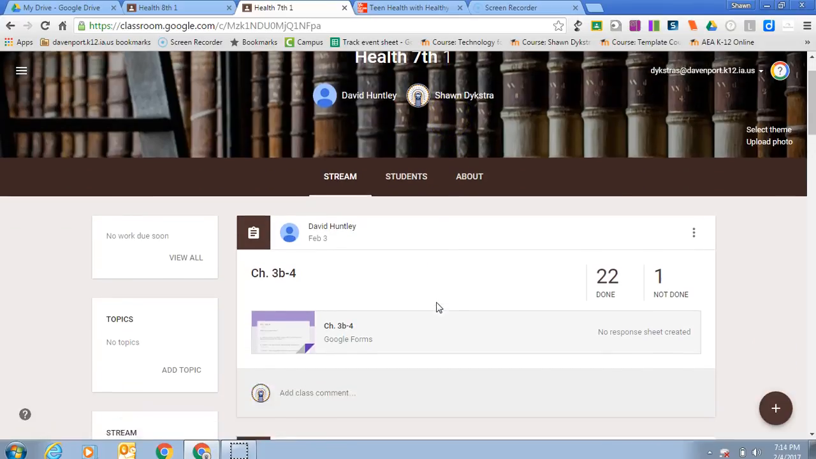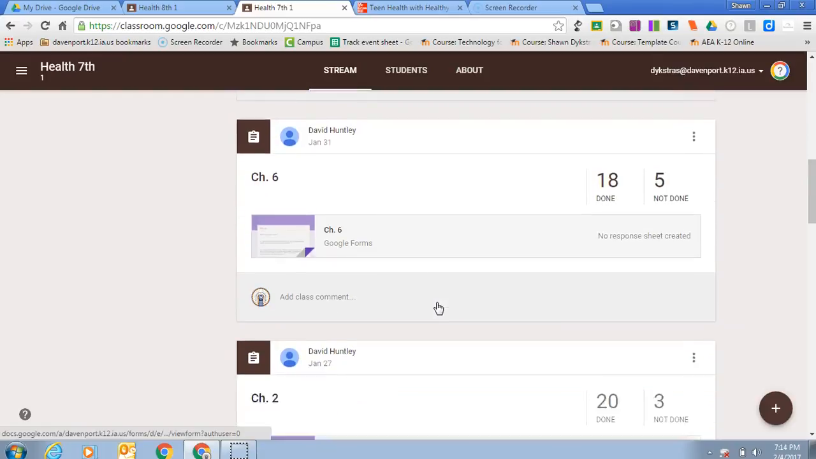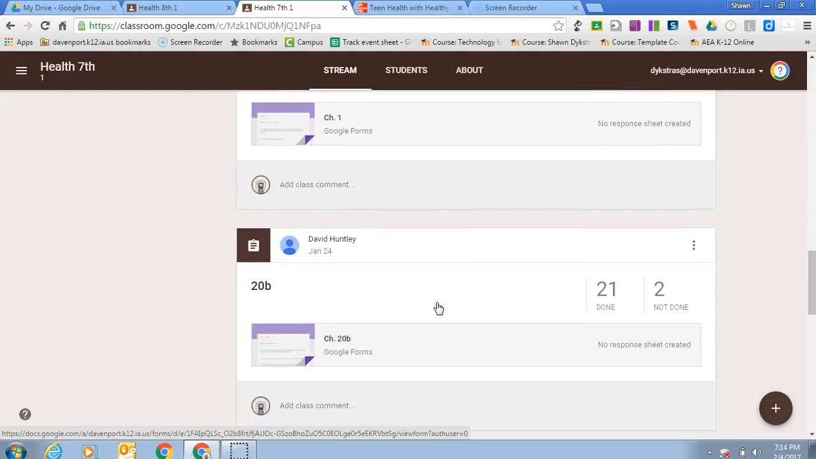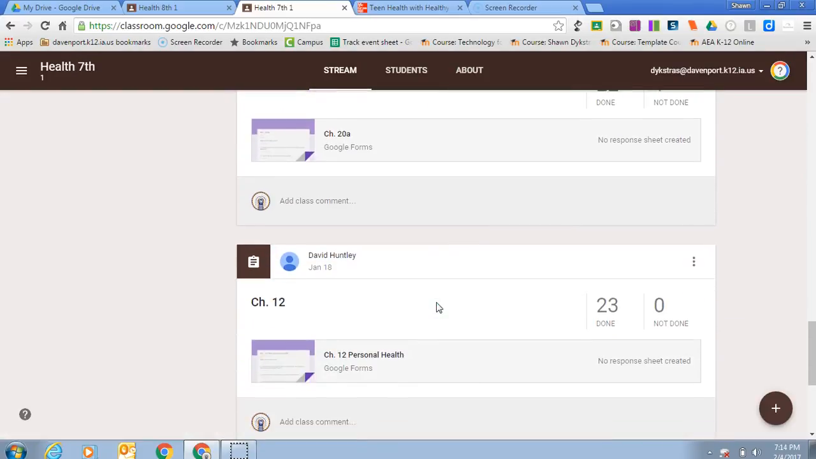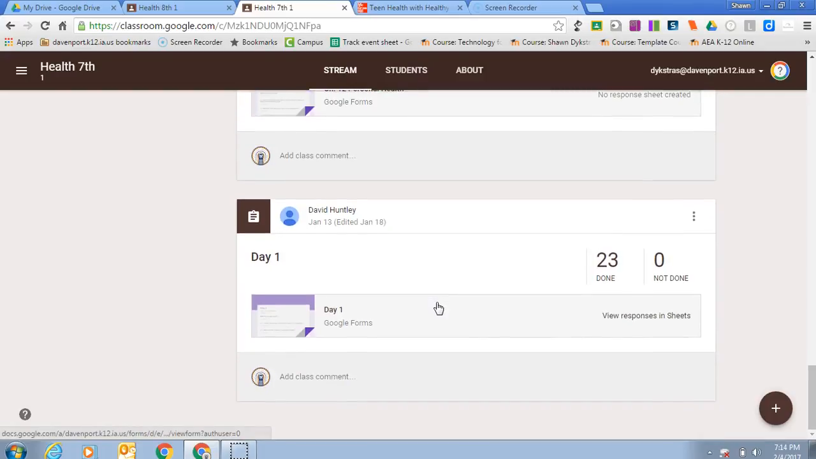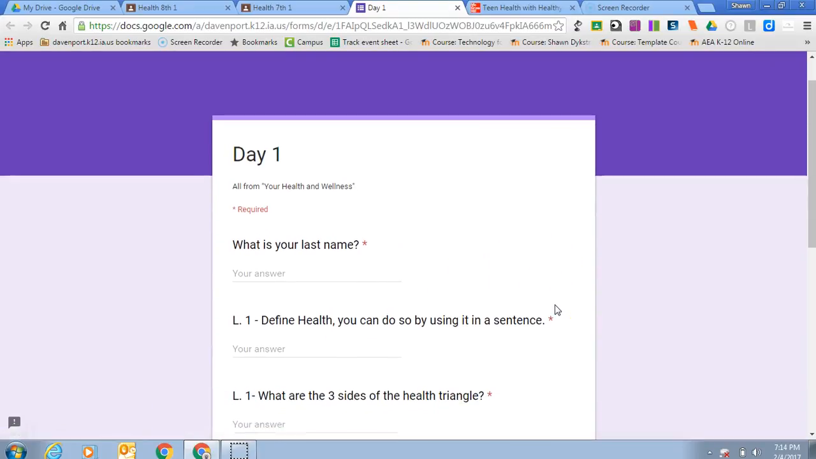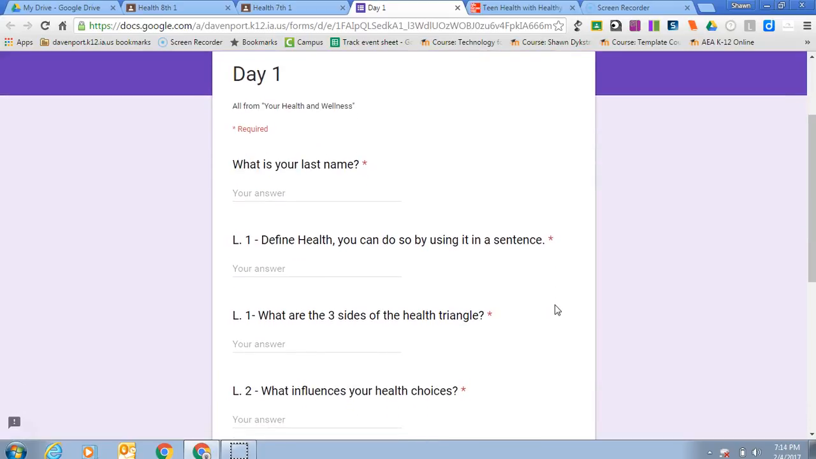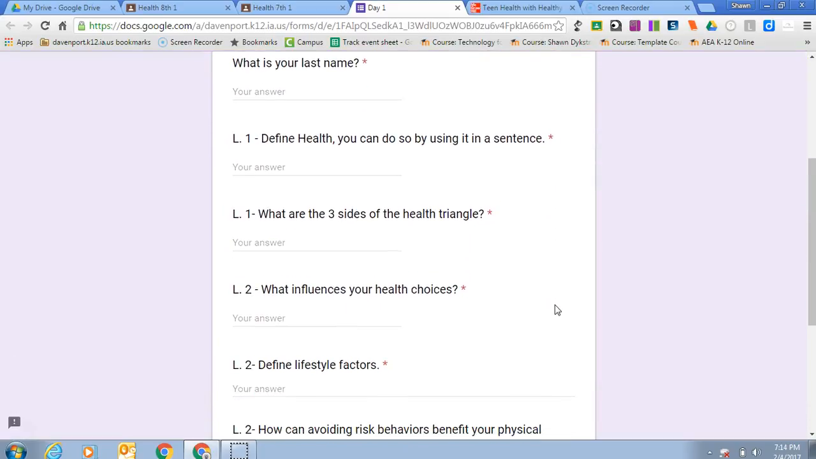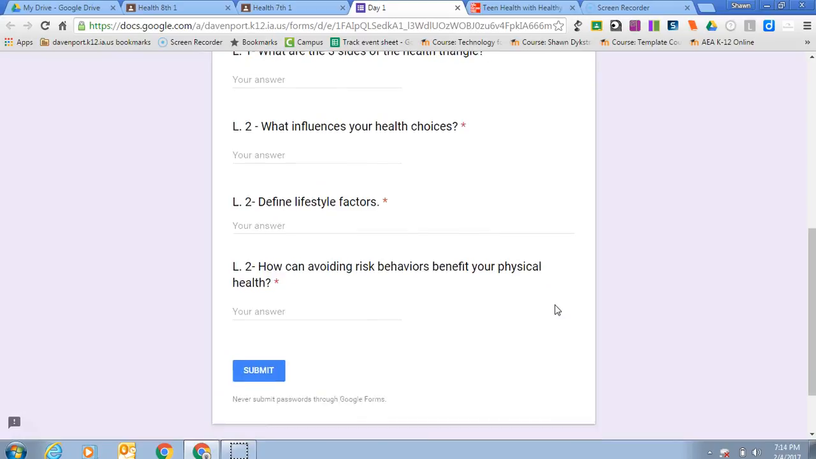But what Mr. Huntley had decided to do was he was more of a forms person. When I went through Google Forms with him, he decided that he thought that would be the best way to get through his material. So just looking at some of the forms that we had created here. On day 1, we had them obviously put their name and then just some discussion questions that had come up in the lessons that he was working with.